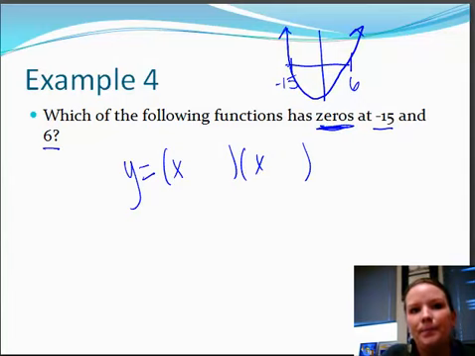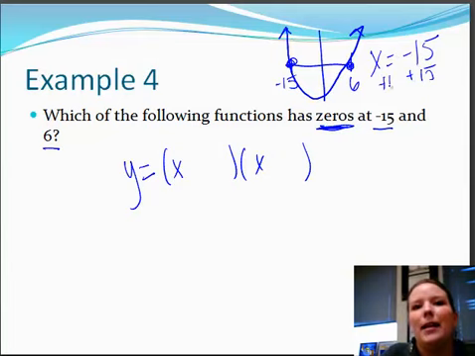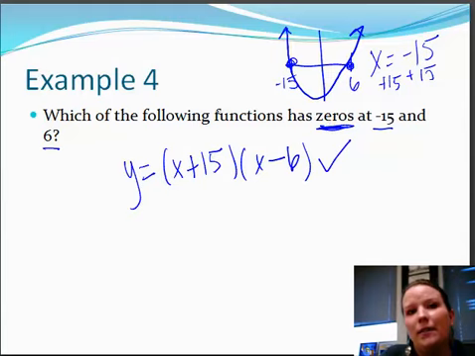Okay, but remember, these numbers are the numbers we get after we set it equal to 0. So we have to actually add them or subtract them back over to the other side, meaning it's changed signs. So it should be x plus 15, and it should be x minus 6. So when you choose your answer choice, make sure you switch the signs of the numbers when you put them back into their factored form. Hint, hint, hint. Okay, that was our fourth example.